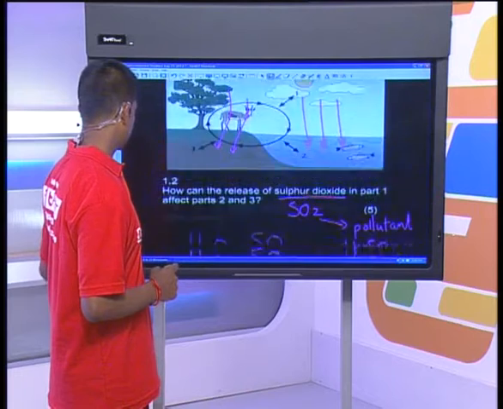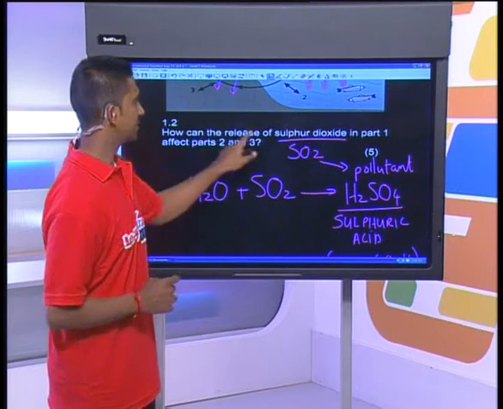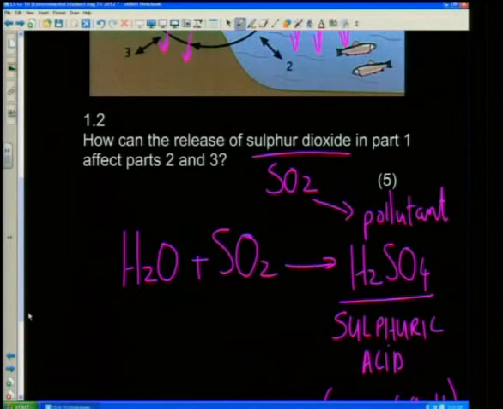So, how can the release of sulfur dioxide in part number 1 affect parts 2 and 3? We would see that it would affect plant growth, it would affect the aquatic organisms that are living in these water bodies, and hence these organisms will not function, they will not survive effectively.